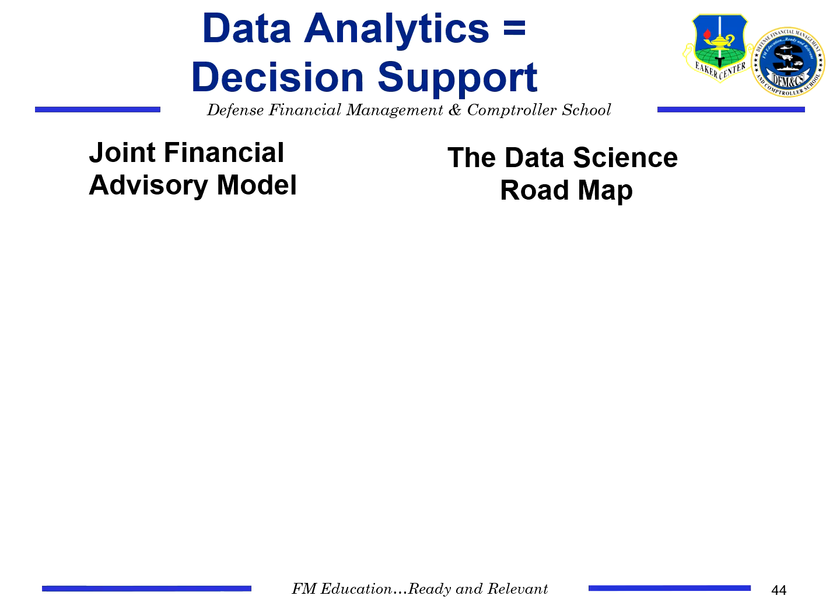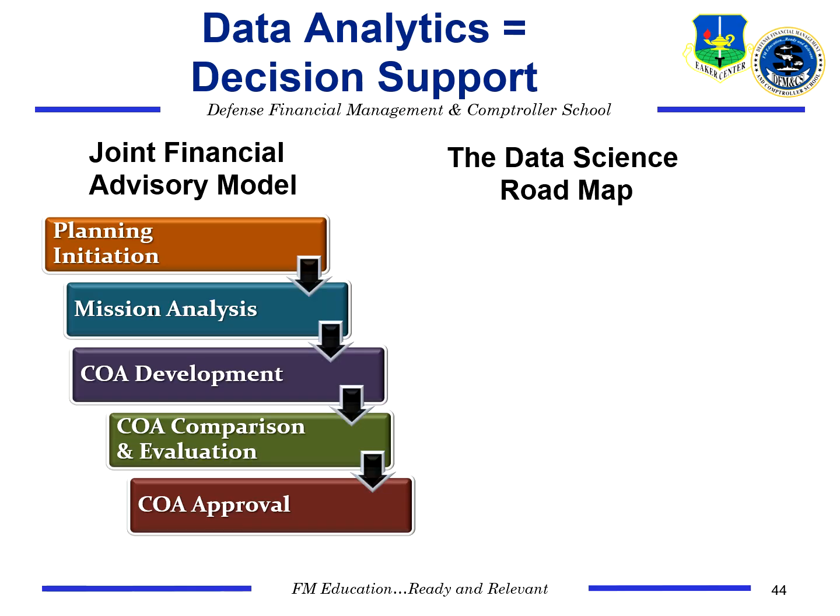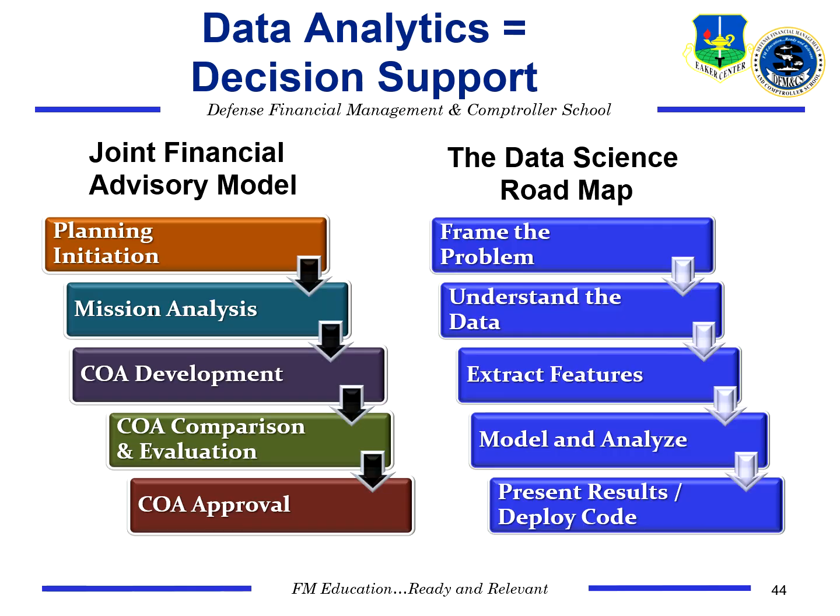So now we're going to go through the JFAM model, and we're going to try to connect it to the data science roadmap that we talked about a little bit earlier. Here's our JFAM, and here's our roadmap. We're going to start with framing the problem, and that's going to link directly to planning initiation. And then we've got understand the data and extract features. Those are both going to go with mission analysis.